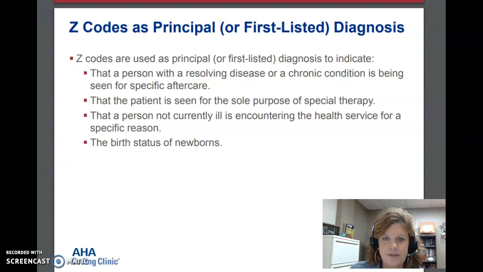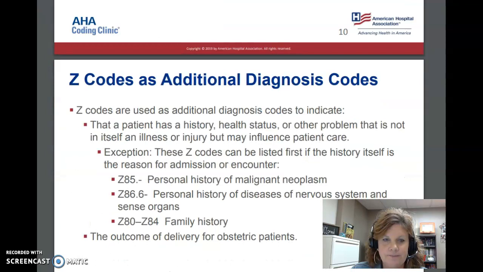Okay, so Z codes, this is what I was talking about, principal diagnosis. A person with a resolving disease or chronic condition is seen for specific aftercare. Patient is seen for the sole purpose of special therapy. So again, chemotherapy, radiation, they're admitted just for that. Or a person not currently ill is encountering the health service for a specific reason. And again, the birth status of a newborn.